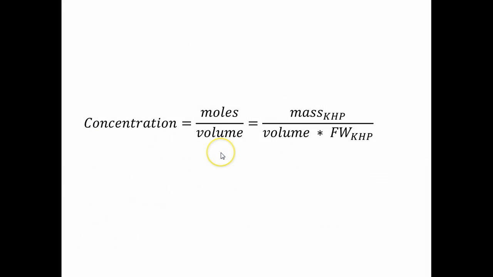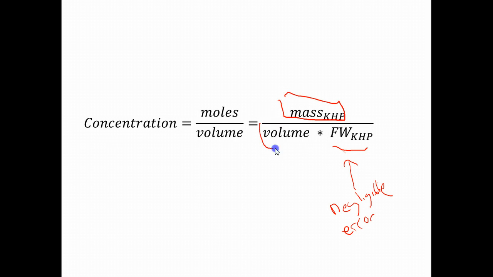Okay, and we're going to make a couple assumptions here. One assumption is that the error from the molecular weight is very, very small, so we can ignore it. It's negligible. So really our main sources of error are going to come from the mass and from the volume.